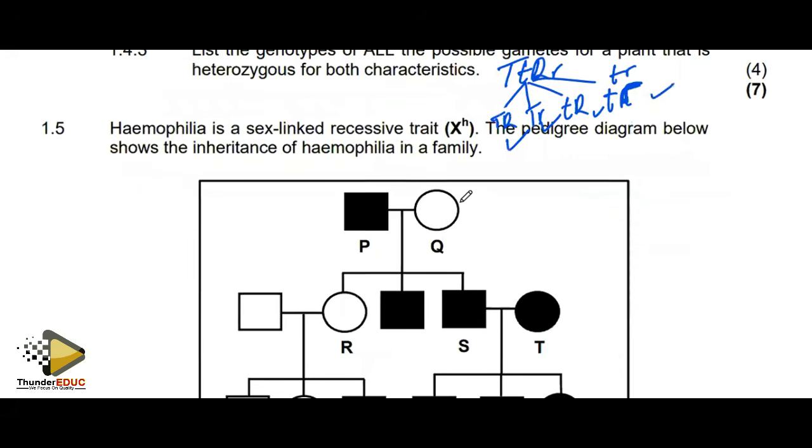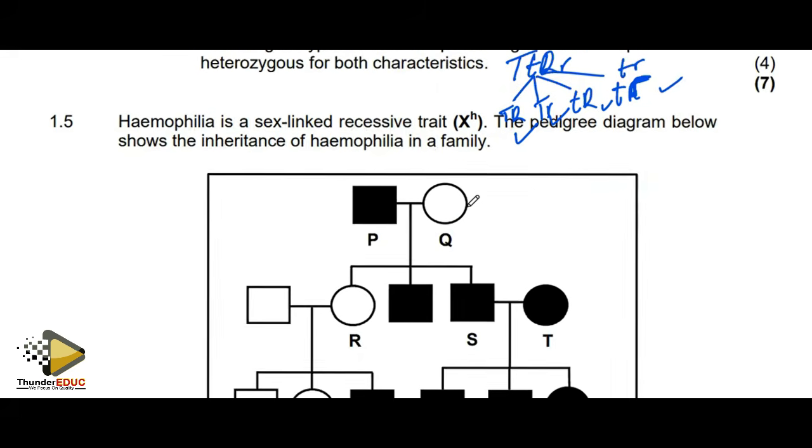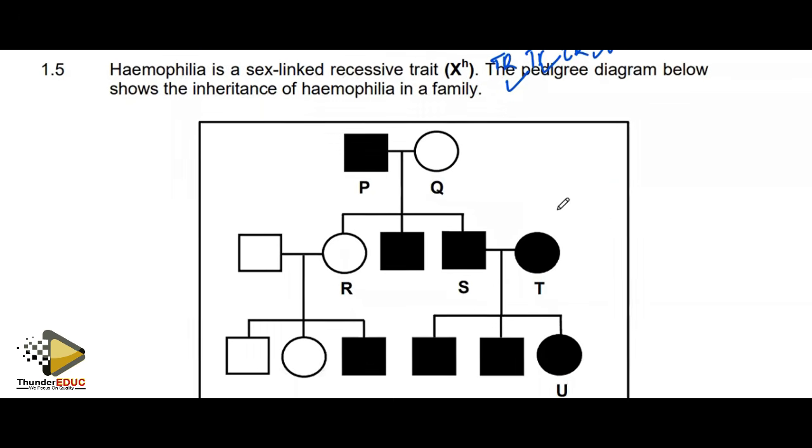Then they're saying that hemophilia is a sex-linked recessive trait. The pedigree diagram below shows the inheritance of hemophilia in the family. You always need to know that if it is sex-linked, even if they say male and female but have not mentioned that it's sex-linked, please don't use X and Y. But if they say sex-linked, always put XY for a male, while the female uses XX.